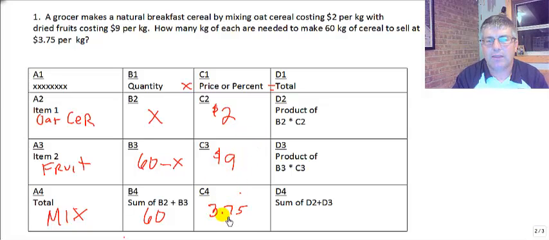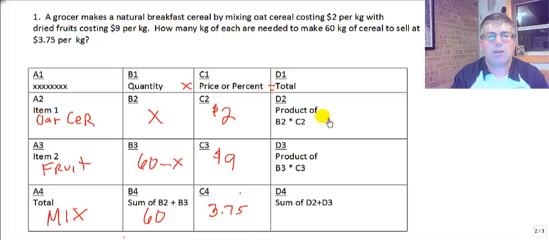That's not going to work out, because this is kind of weighted average. And you see here, if we're selling a mix valued at $3.75, our value skews towards $2. It's closer to 2 than it is to 9. So that means we're going to have more oat cereal than we are fruit. If this was 30 and 30, our price would be right in between. It would be $5.50. But that's not the case. So we know we're going to have more oat cereal than fruit in our mix, because our price skews toward the lower price.